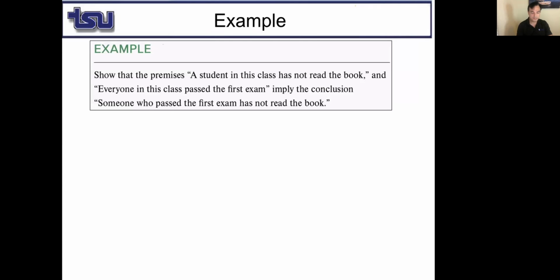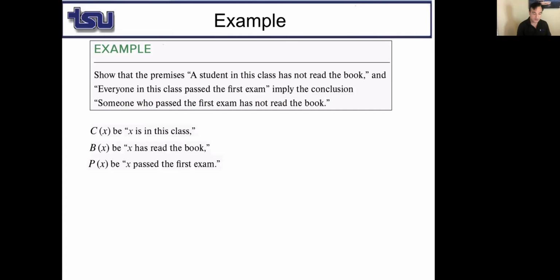Isn't it fun? Okay, so second example: a student in this class has not read the book. Everyone in this class passed the first exam. Someone who passed the first exam has not read the book. So we have two premises. This is premise one, this is premise two, and we have this conclusion. We are going to check if from those two premises, using the rules of inference, we are able to draw this conclusion.